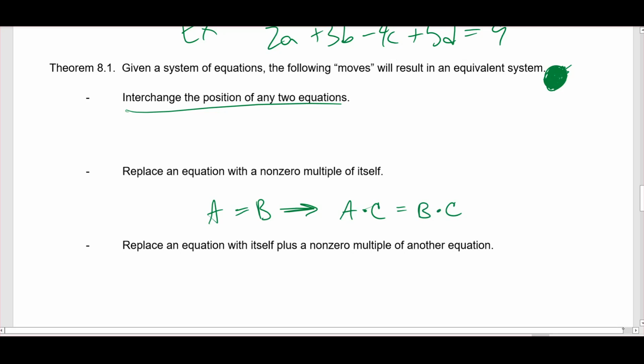We can replace an equation with itself plus a non-zero multiple of another equation. So this is what we're going to be doing most often, replacing equations with equivalent equations. Once we get going with this, and once we do a couple of examples, these things will be a little more clear.